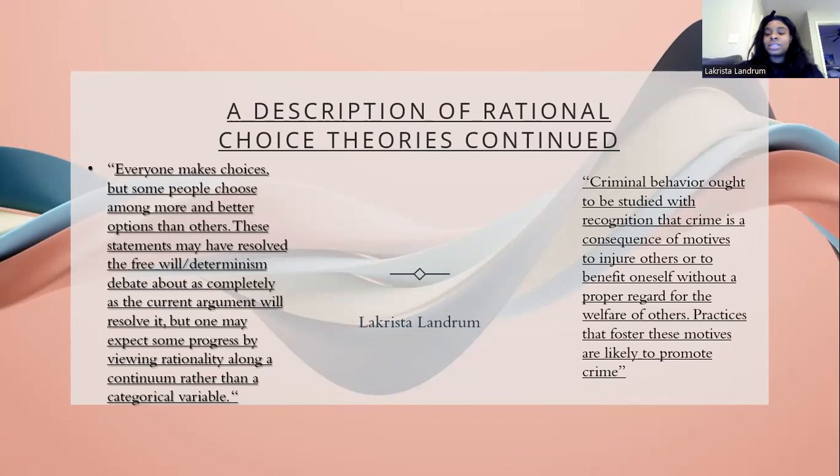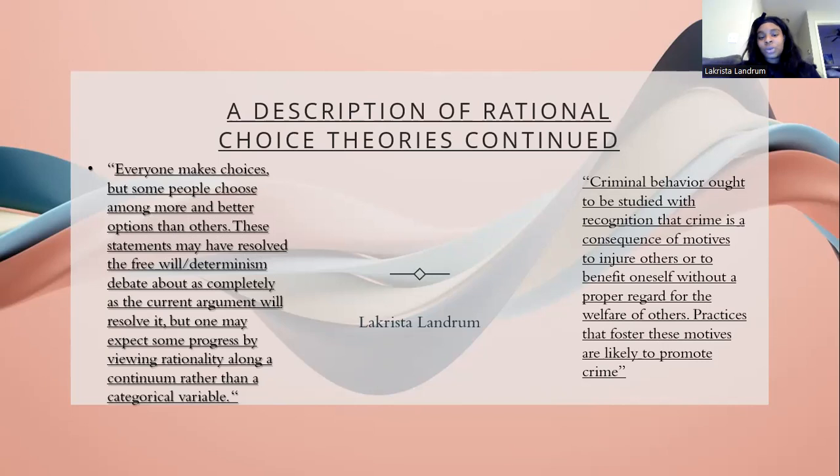Criminal behavior ought to be studied with recognition that crime is a consequence of motives to injure others or to benefit oneself without a proper regard for the welfare of others. Practices that foster these motives are likely to promote crime. So yes, these are some people's mindsets. Some people think that people are committing crime because they want to hurt others, because they want to endanger others, because they're being a criminal, because that's all they think about is crime and the next act they're going to commit. Not that they're having a bad day or something led up to this for them to snap, or they've just been tempted so much that they snapped.